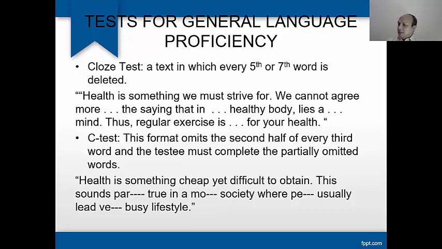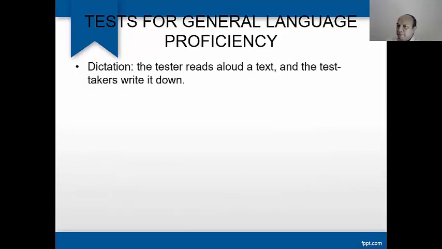Okay. And then another test for general language proficiency is dictation. In dictation, the tester reads aloud the text and the test takers write it down. If the test takers are good in English proficiency, then what he or she writes down will be the same as what the examiner says or reads aloud. Yeah, that's dictation.